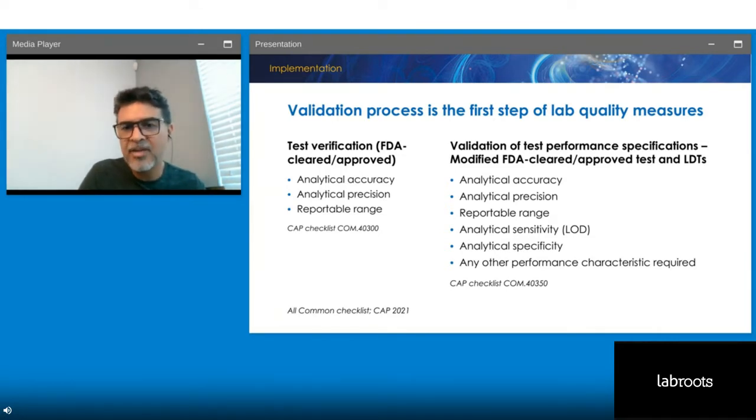But in the process of validation, besides the same three characteristics for the verification, we need to include analytical sensitivity, analytical specificity, and also any other performance characteristic that we can include there. Interfering substances will probably be one of the most significant, based on the type of samples that we are intended to use for the NGS in the clinical setting. And this is for the CAP checklist, COM 4350, and that can be found in the All Common checklist.